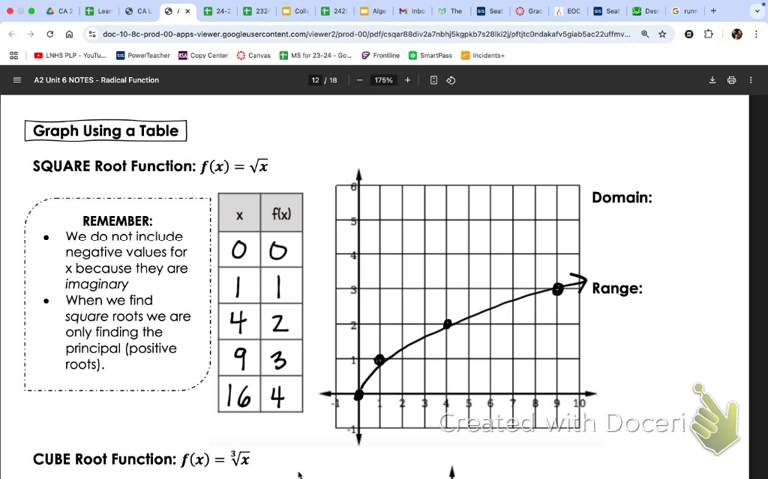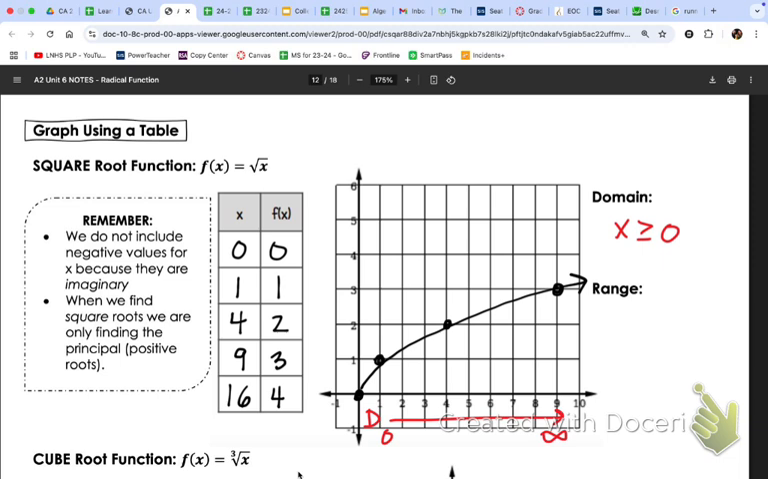My domain goes from left to right. So domain, it goes from 0 to infinity. And it's the x values, so I'd say the x values are greater than or equal to 0, because you have a point plotted. It's been a while.